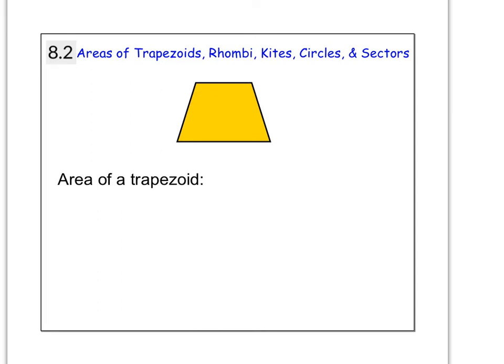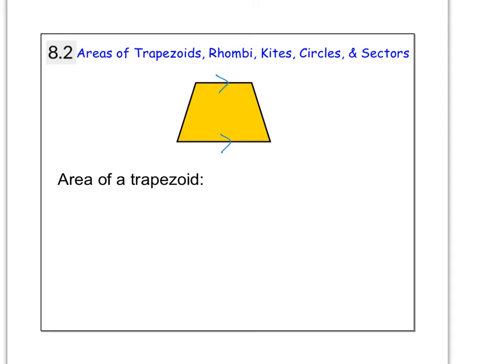So think back to Geometry A when you learned about trapezoids. Trapezoids have one set of parallel sides. So in this picture, you could see this top side is parallel to the bottom side. And so we have one set of parallel sides, so we have a trapezoid.